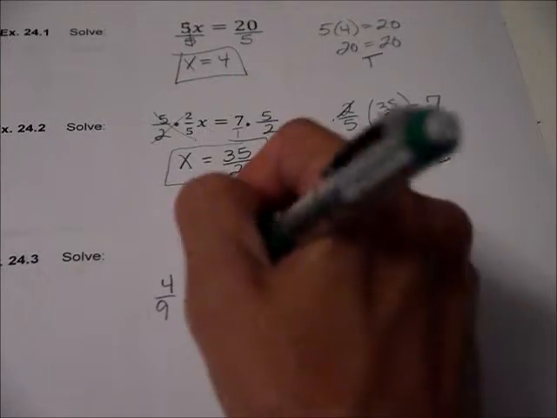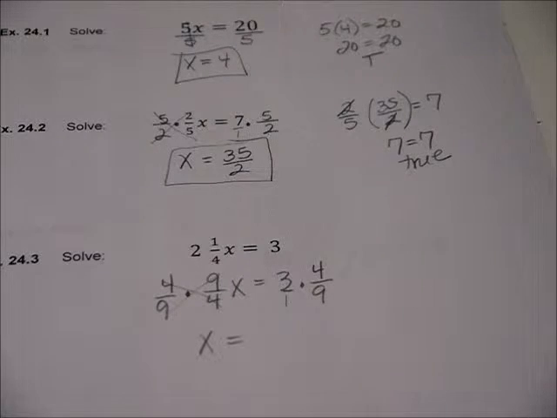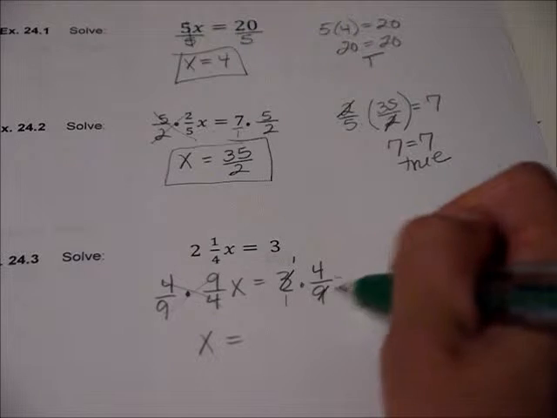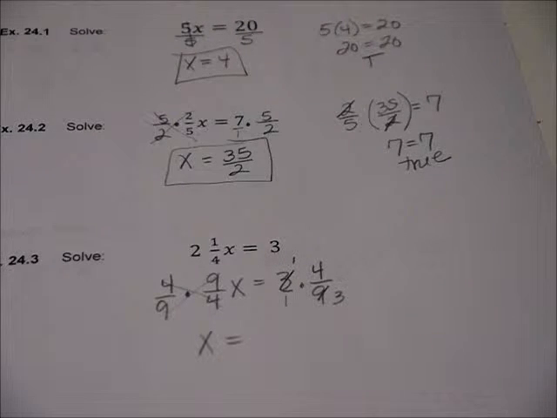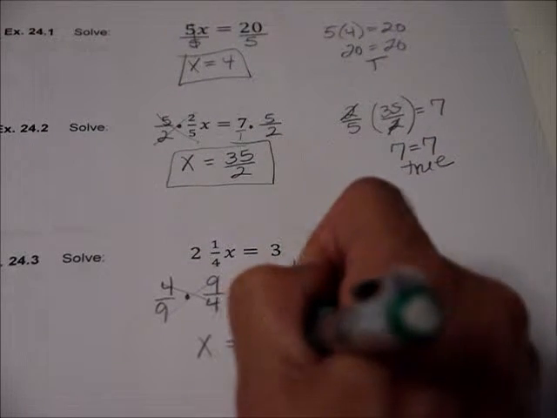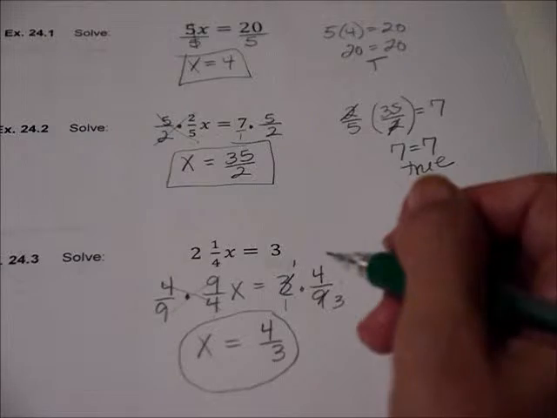Now, these guys cancel out, giving me an x, or 1x. And remember how to cross cancel? 3 goes into itself once, and goes into 9 3 times. So what's left is 1's over here, and we get x equals 4/3. And again, it's improper, but that's okay. We get to leave it like that.